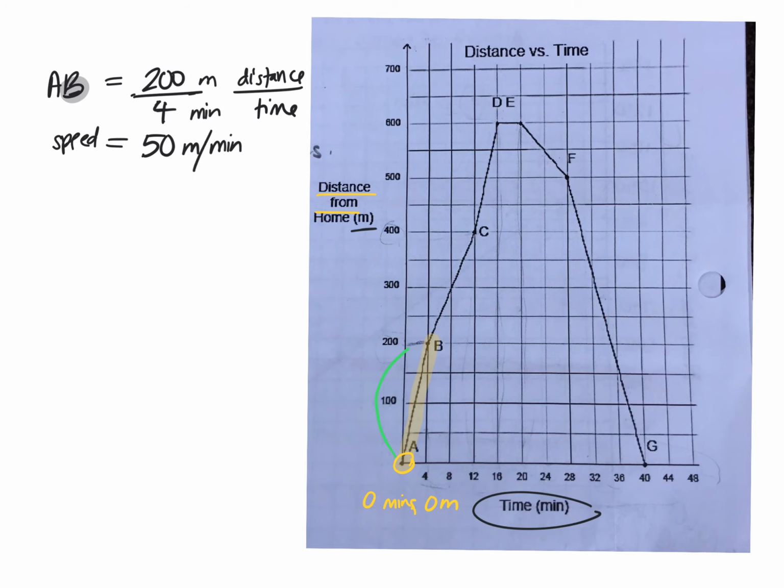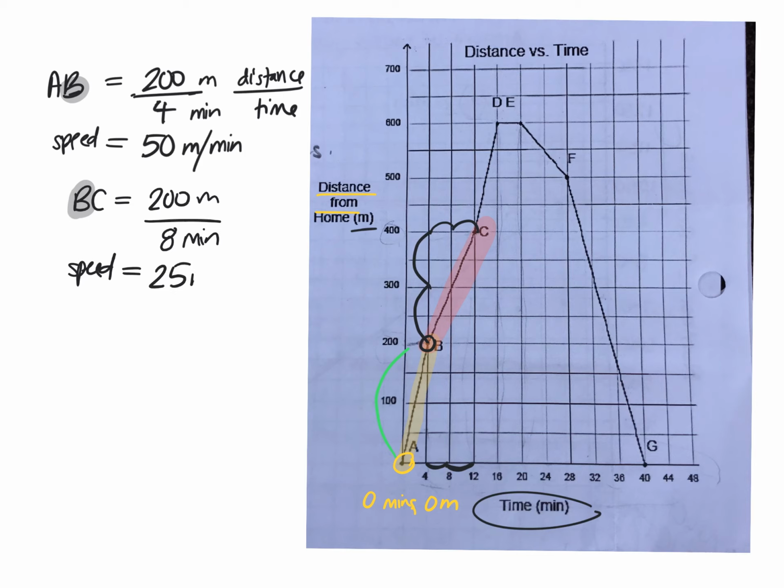Okay, what's happening in the second segment? From B to C. So we're starting here. We're starting at 200. This is, each square represents 4 minutes. In 8 minutes, you walk another 200 meters. Okay, what is the speed there in his second part of the trip? 25 meters per minute. So is he going slower or faster?